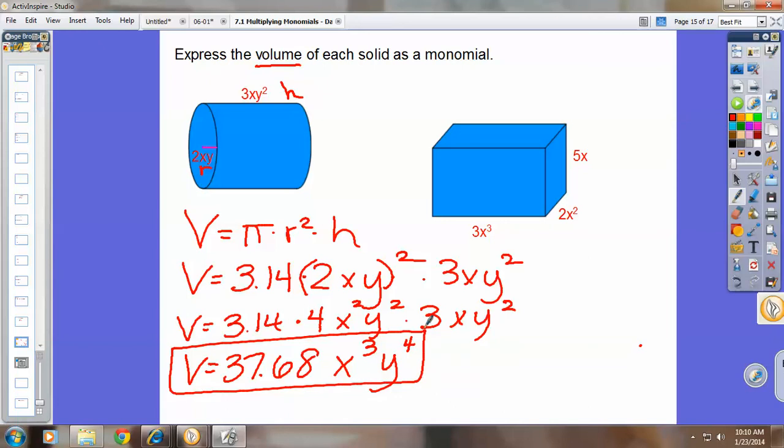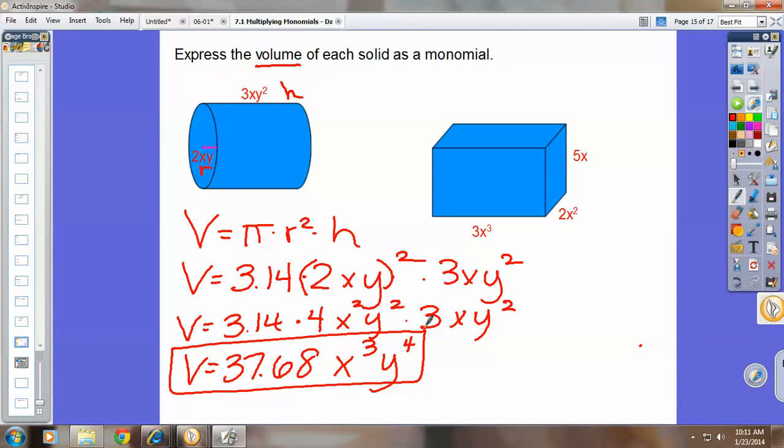What about this next figure? What's its shape? A cube. Looking at your formulas, do you see a formula for the volume of a cube? V equals s cubed. Well, hang on a second. S would be the length of your side, right? That means they would all have to be the same. This is actually not a cube because we don't have the same length, width, and height.